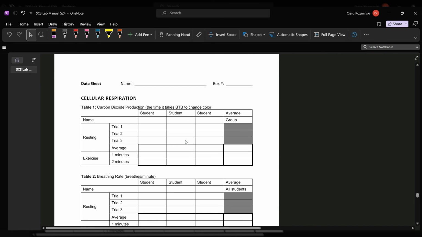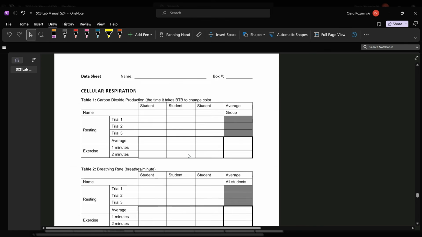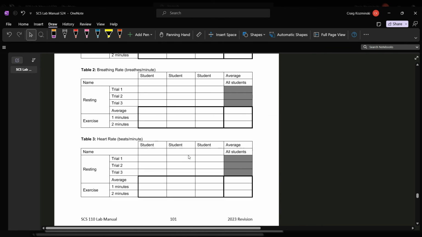Finally, please make sure you take a look at the data sheet for tomorrow's experiment. You might want to just refresh your understanding of the rules of averages and how to determine the average, say, for these different values. And if you have any questions, as always, please make sure you reach out to your lab instructor.